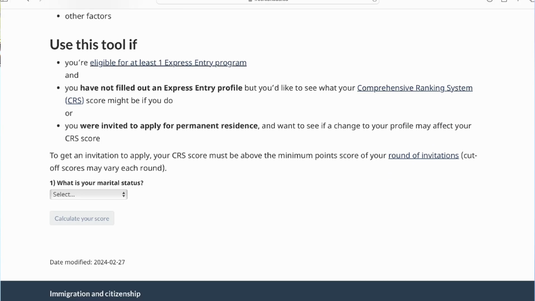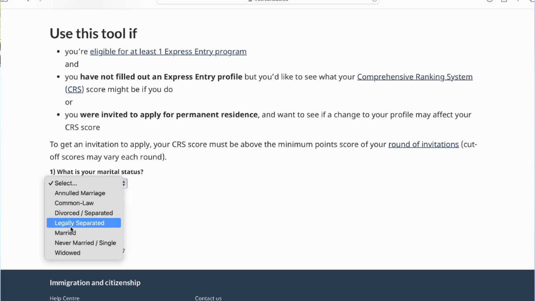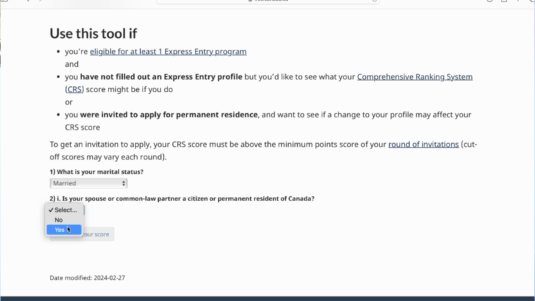Like we need to calculate it. So my spouse is not coming, so I'll pick no. And once you pick no, the next question will show up. The next question is, will your spouse or common law partner come with you to Canada? Yes, my husband is coming.